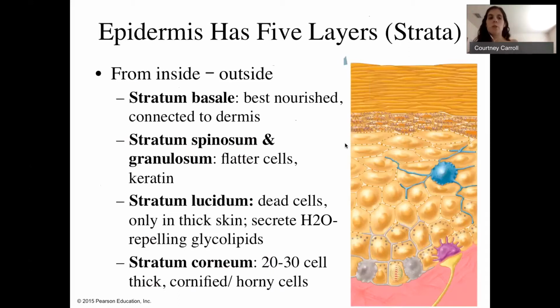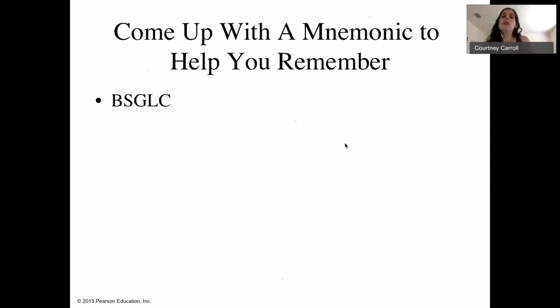So these are super keratinized, very waterproof. And cells will be made in the basal layer, and they will move up. As they move up, they get flatter and flatter, and they also start to die. Now, you need to know the layers of the epidermis in order, which is thin skin, which is thick skin. So I suggest you come up with a mnemonic to help you remember. We'll work on this in class.